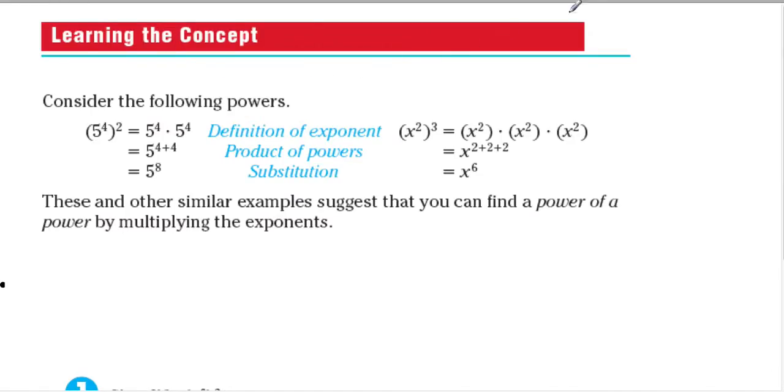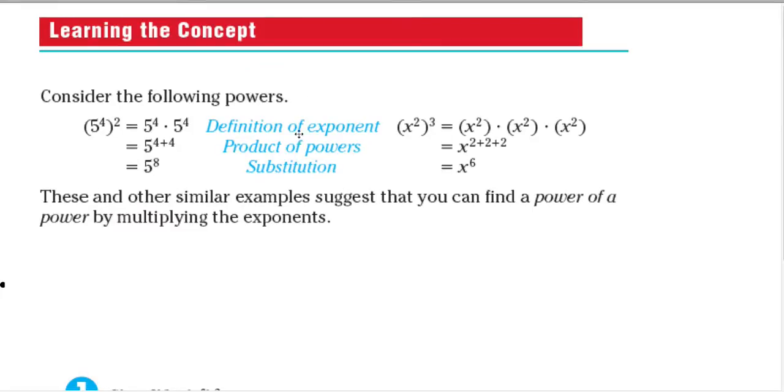Let's move on. Let's consider the following powers in this case. You have 5 to the 4th power raised to the 2nd power. This is basically the same as 5 to the 4th times 5 to the 4th. And if you notice, this is multiplying exponents. When you multiply two powers with the same base, all you need to do is add the exponents. That's why you have 5 raised to the 4 plus 4, which became 5 to the 8th power.